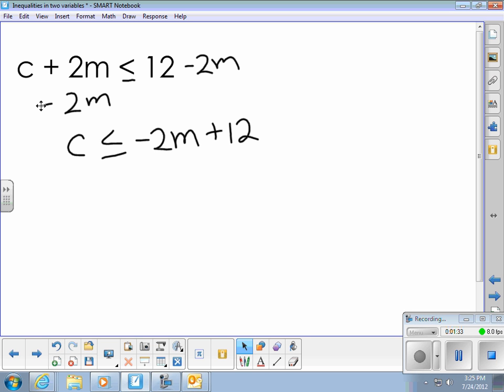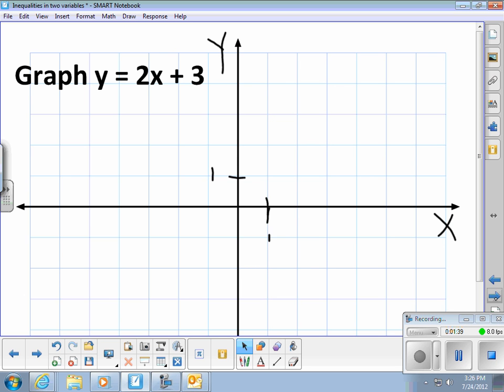But maybe we ought to review graphing real quickly, and then we'll show you how to graph this one. So let's say we had y equals 2x plus 3. The y-intercept is 3. The slope is 2, up 2 over 1. And then we would connect that with a straight line tool, solid line. Something like that.